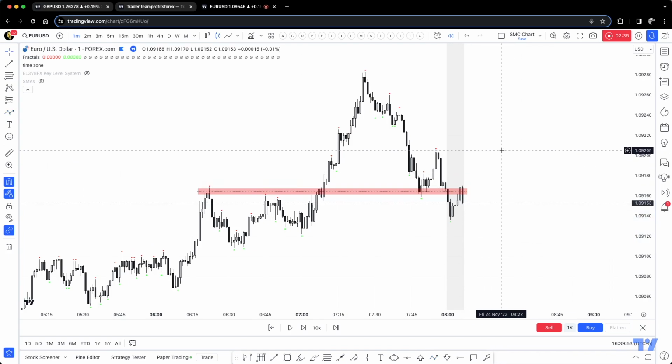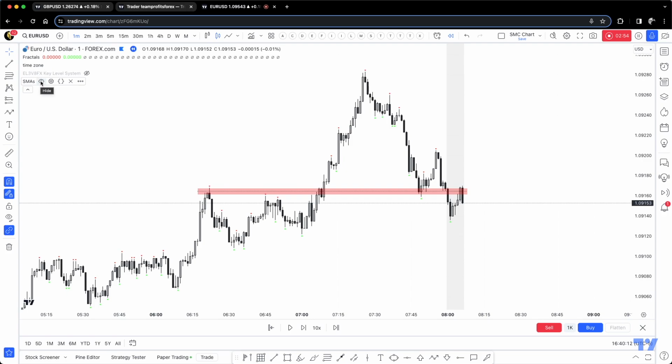Now, let's understand where we're standing again. This was a resistance, became a support, and now broke again. Now it's potentially a resistance one more time, right? And it's retesting, and it's giving me a bearish engulfing candle. Let's go ahead and open up the moving averages.